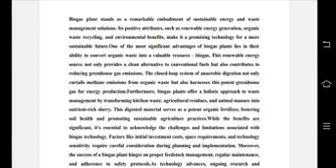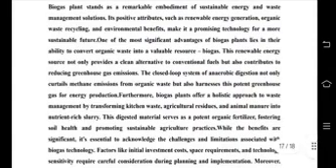Biogas plant stands as a remarkable embodiment of sustainable energy and waste management solutions. Its positive attributes such as renewable energy generation, organic waste recycling, and environmental benefits make it a promising technology for a more sustainable future. One of the most significant advantages of biogas plants lies in their ability to convert organic waste into a valuable source, biogas. This remarkable energy source not only provides a clean alternative to conventional fuels but also contributes to reducing greenhouse gas emissions. The closed loop system of anaerobic digestion not only curtails methane emissions from organic waste but also harnesses this potent greenhouse gas for energy production.